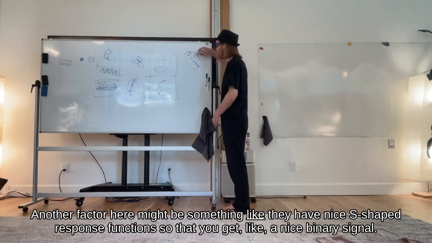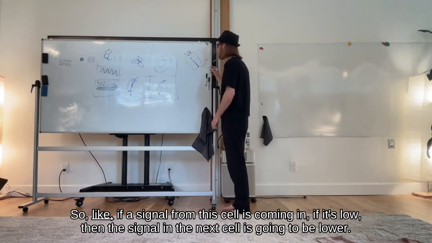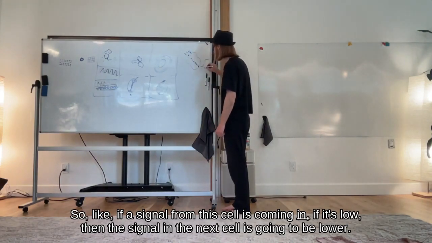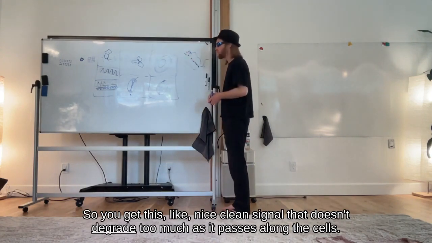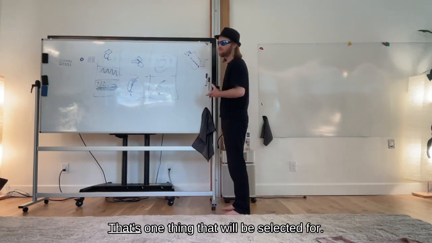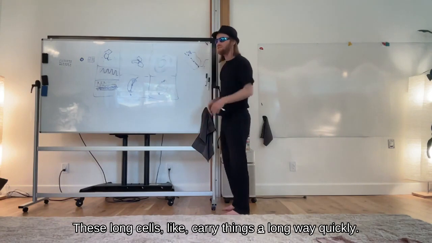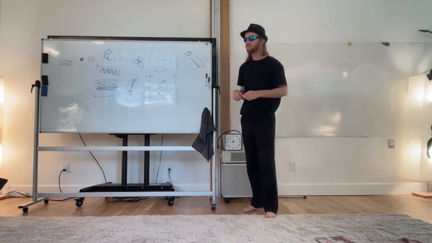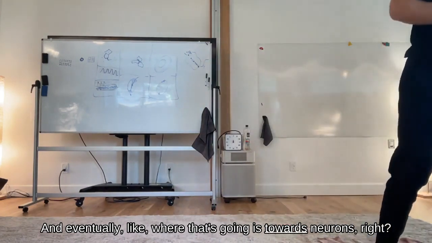Another factor here might be something like they have nice S-shaped response functions, so that you get a nice binary signal. So if the signal from this cell coming in is low, then the signal in the next cell is going to be lower. If it's high, the signal in the next cell is going to be higher. So you get this nice clean signal that doesn't degrade too much as it passes along the cells. So that's one thing that will be selected for. And these long cells carry things a long way quickly. Be another thing that's selected for. And eventually, where that's going is towards neurons, right?